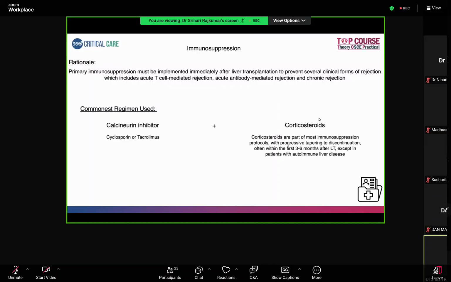So, corticosteroids are part of most immunosuppression protocols with progressive tapering to discontinuation. So, initially, during the anhepatic phase itself, many of them do administer steroids, and they usually give it as pulse steroids. Like around 1 gram is given, usually about 3 to 5 days, and then over a period of time, based on the clinical status, it is then tapered accordingly. Now, usually the tapering is done over 3 to 6 months, but there are certain conditions where you need to give it lifelong. And one among them are in autoimmune liver disease, that is either PBC, PSC, or autoimmune hepatitis. In all these subset of patients, you need to continue them on lifelong steroids.